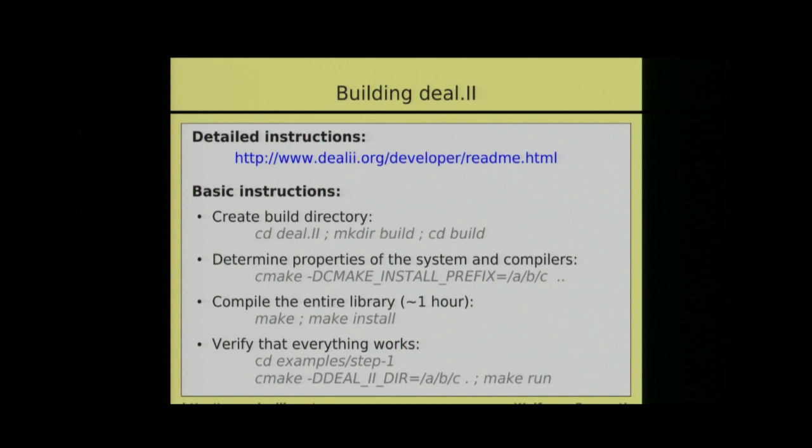So the first thing is we unpack the deal.II sources. Then we create this build directory.